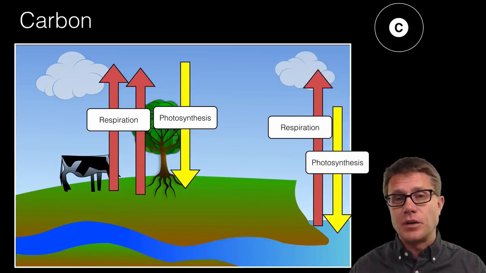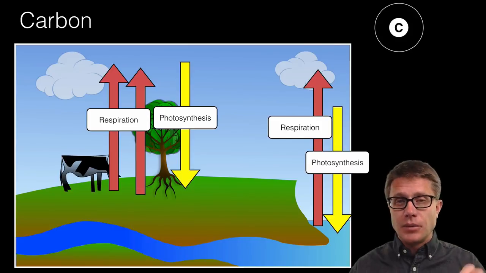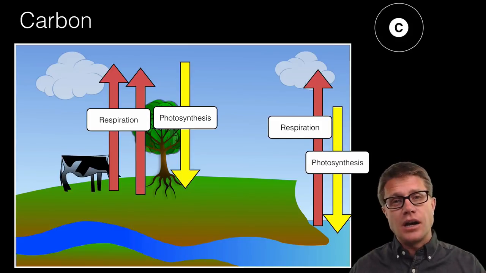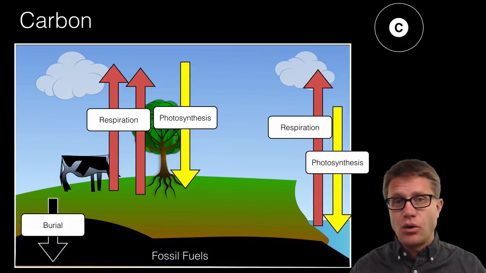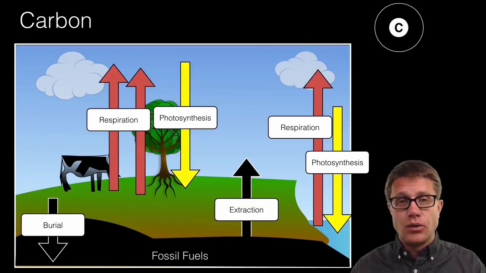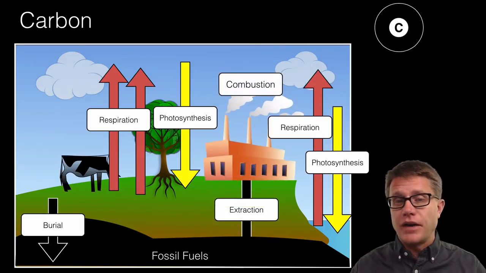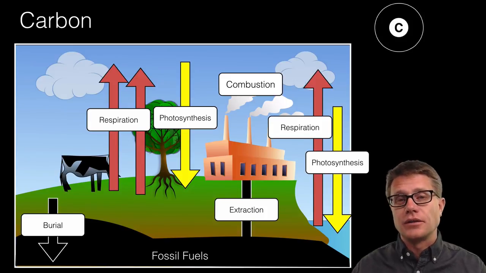So a lot of that carbon is going to be in the atmosphere as carbon dioxide. Now we can also take that carbon and it can be covered by rock and we can create coal and oil, fossil fuels. So we're storing that carbon in the rock. We can extract it again by digging a well, and then we can have combustion where a factory releases that carbon dioxide back into the atmosphere, and the whole cycle continues again.